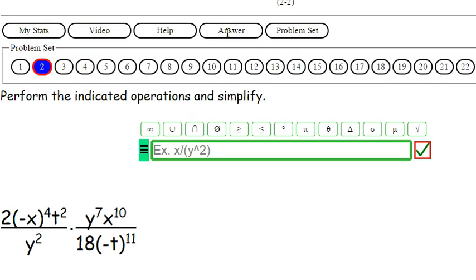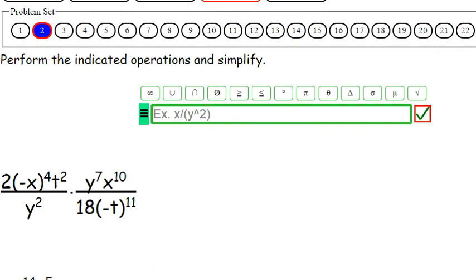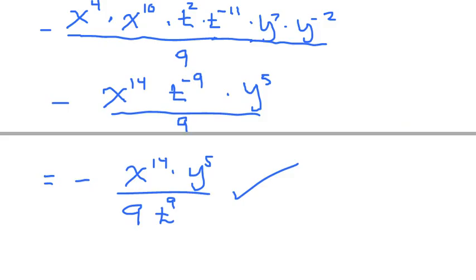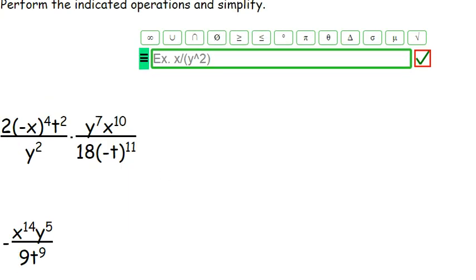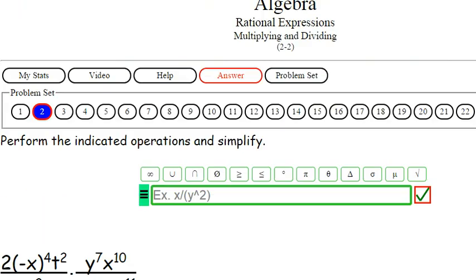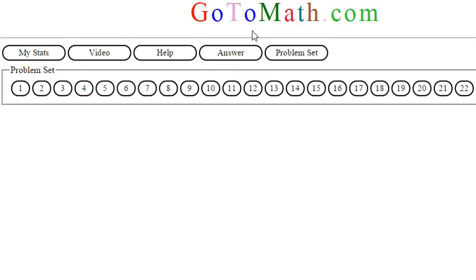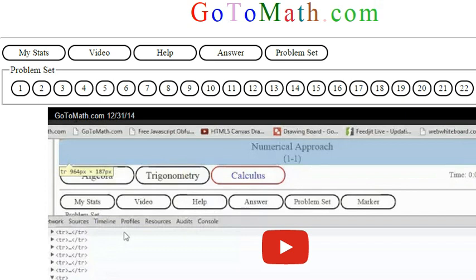Okay. Man, stuff's getting crazy. 9t to the ninth power, right? Just making sure. Okay. So we're going to go to math.com, get it figured out, see you in the next problem.